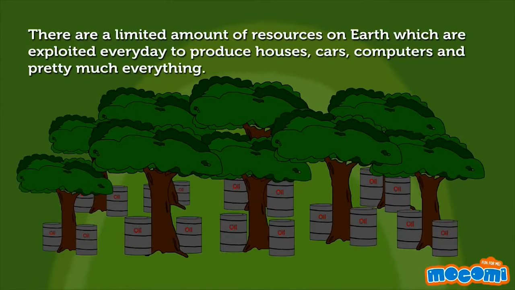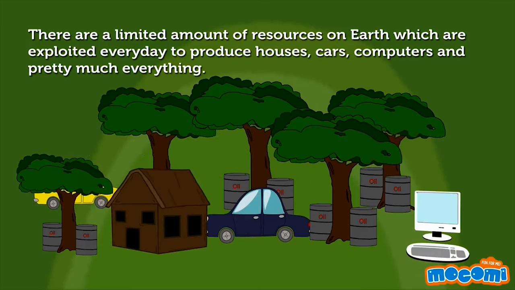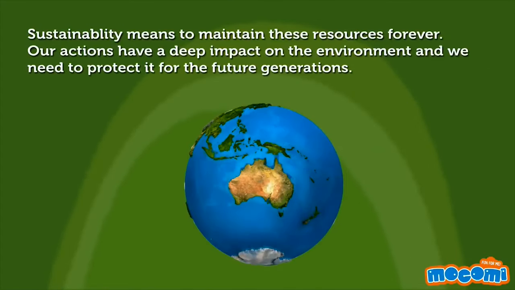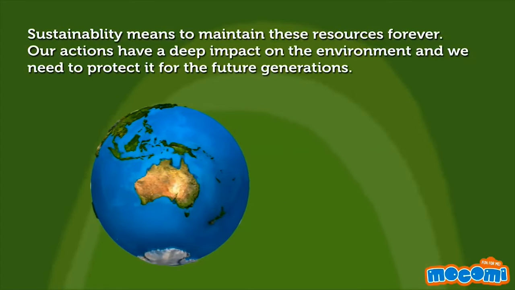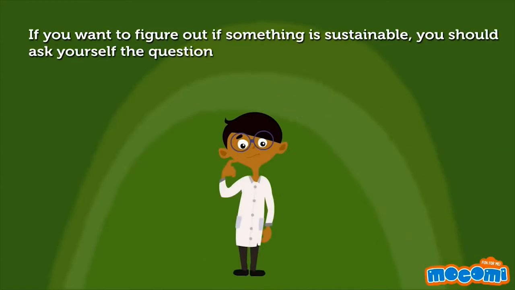There are a limited amount of resources on Earth which are exploited every day to produce houses, cars, computers, and pretty much everything. Sustainability means to maintain these resources forever. Our actions have a deep impact on the environment, and we need to protect it for the future generations. If you want to figure out if something is sustainable, you should ask yourself the question, can I do this forever?